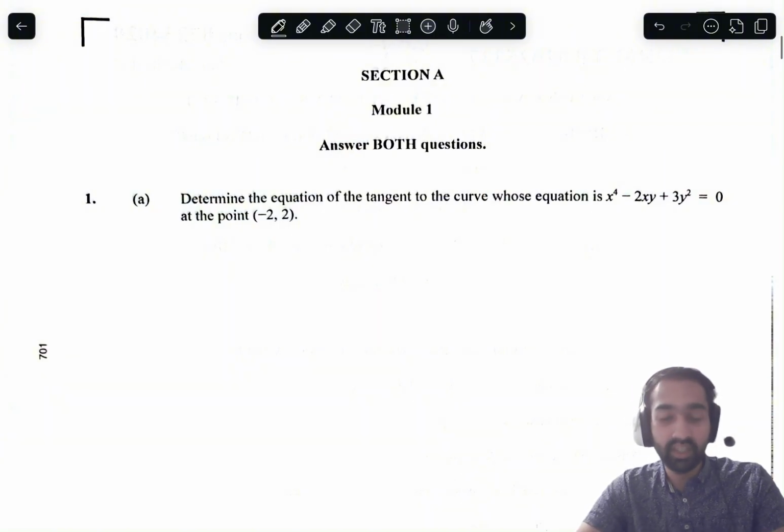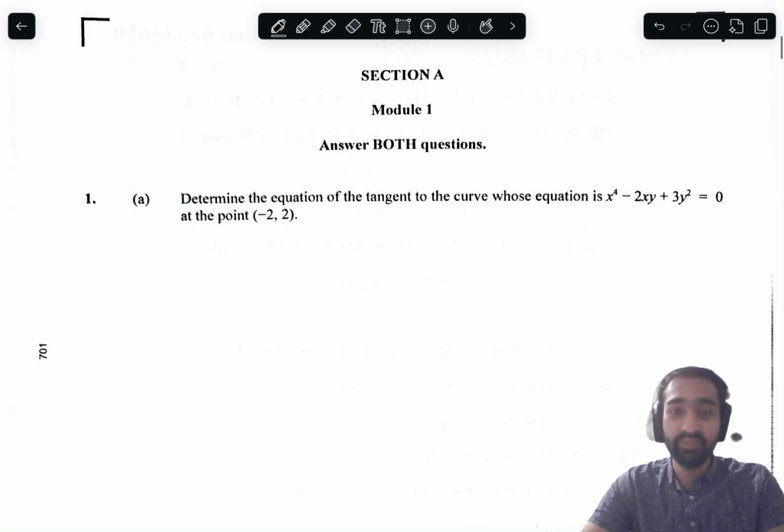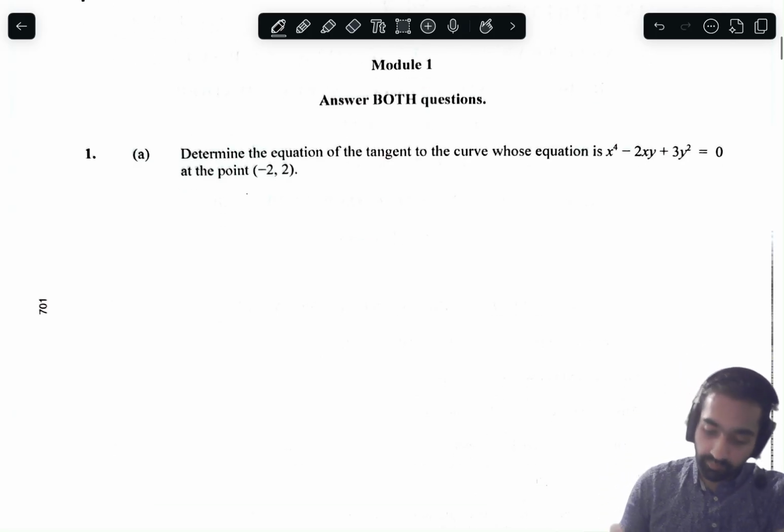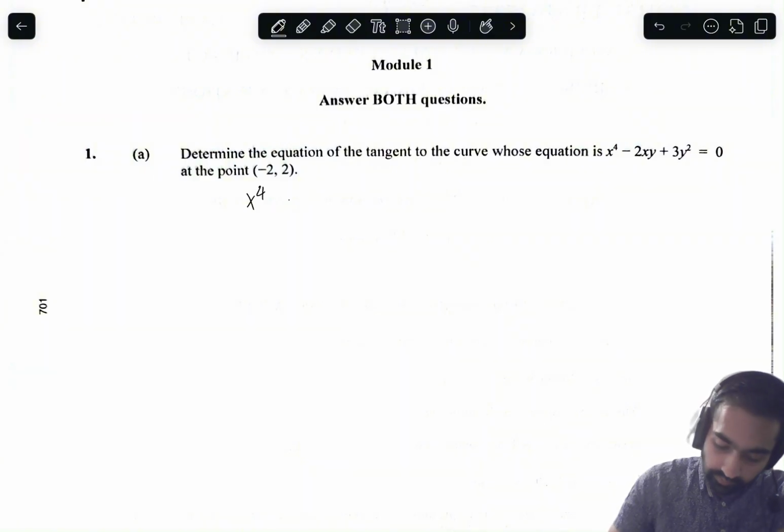It's like if I told you, find the equation of the tangent to the circle at a point that's not on the circle. It really doesn't make too much sense. But basically, they have a procedure, and they just want you to follow it and see what you get. So let's go through the procedure. First thing is, let's write the equation: x to the 4 minus 2xy plus 3y squared is equal to 0.